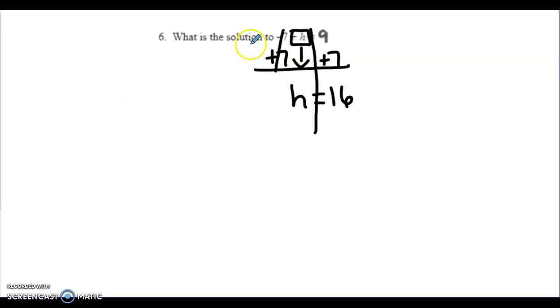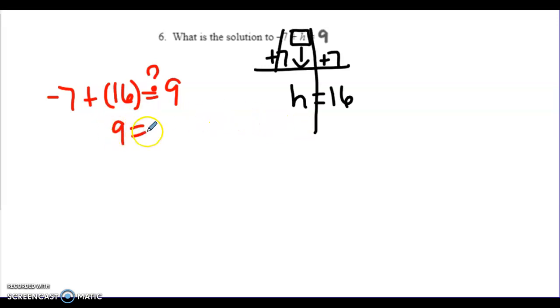Now let's double check ourselves by substituting it back into the original equation. Negative 7 plus, and I'm going to put h in parentheses, and I'm checking to see if that equals 9. So I'm going to type negative 7 plus 16 in my calculator, and that does equal 9, so I know that I have done it correct.